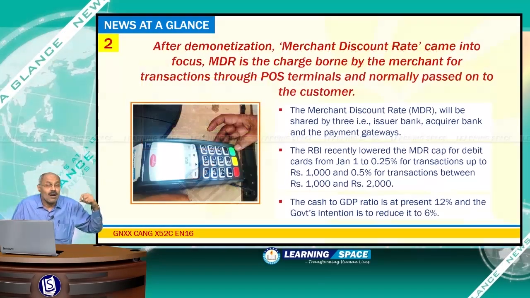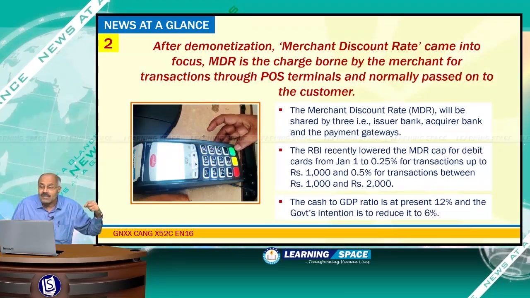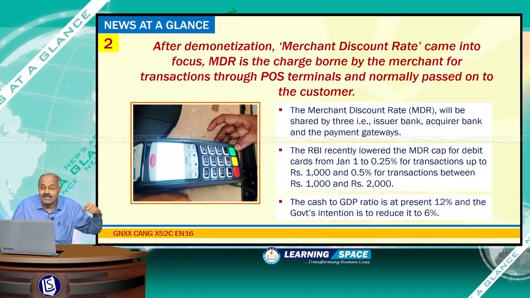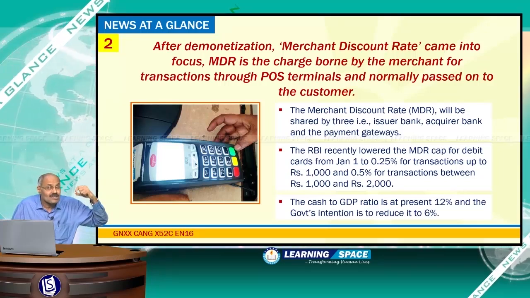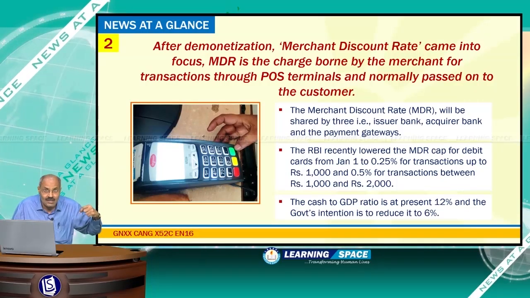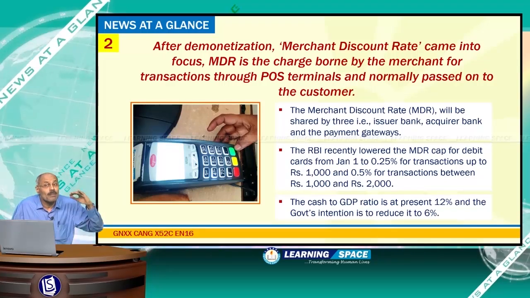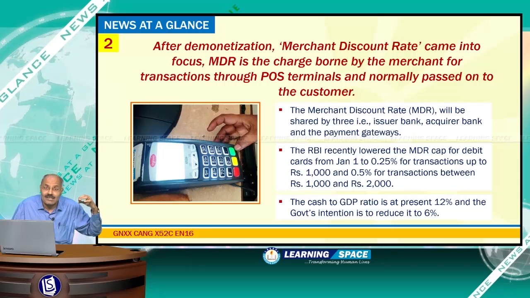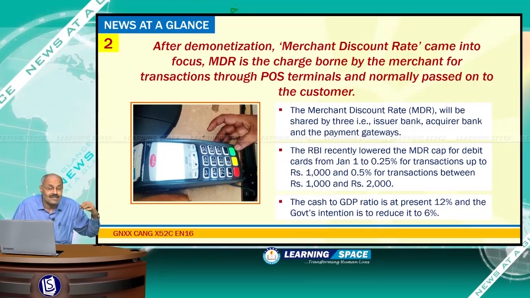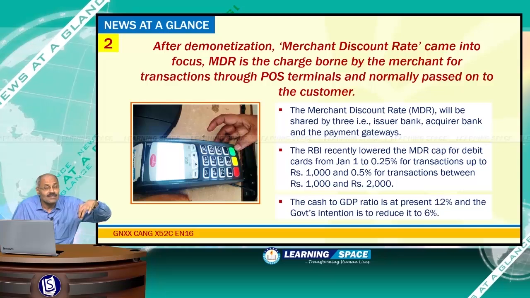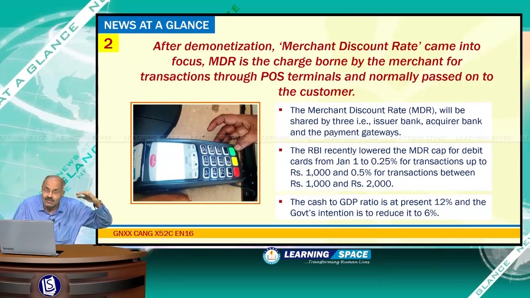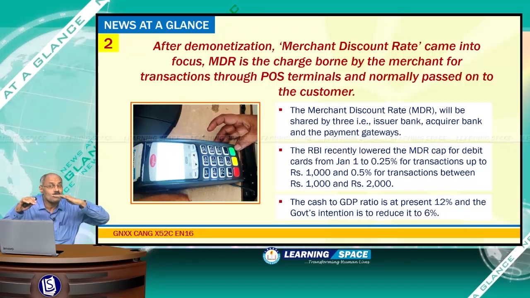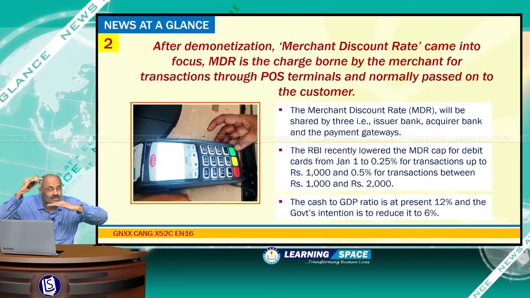The second one is, after demonetization, the merchant discount rate came into focus. What is the meaning of merchant discount rate? It is the charge borne by the merchant for transactions through POS terminals. The Reserve Bank of India stipulated that the merchant discount rate should not exceed 0.25% for transactions up to rupees 1,000 and 0.5% for transactions between rupees 1,000 and rupees 2,000.